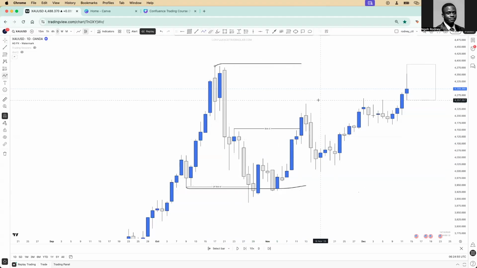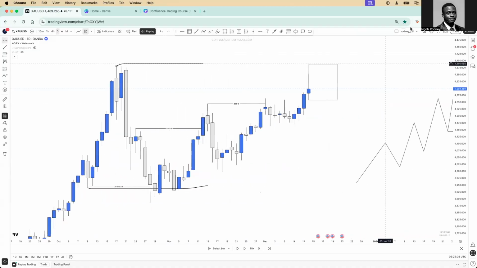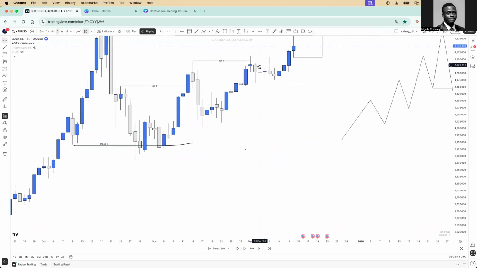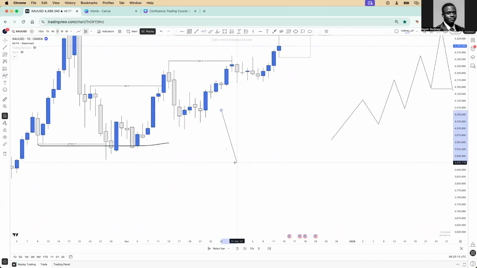And then again, we have a pullback and then we have another bust. Okay, so now we have what? A second bust on the daily. Now remember that there are some concepts here that I'm rushing over, but they are very important for you to understand. When you have price like this, if this is the next leg, and then we have a pullback like this, for you to know that this thing will get broken here, you need to see at least what? Two breaks of structure.